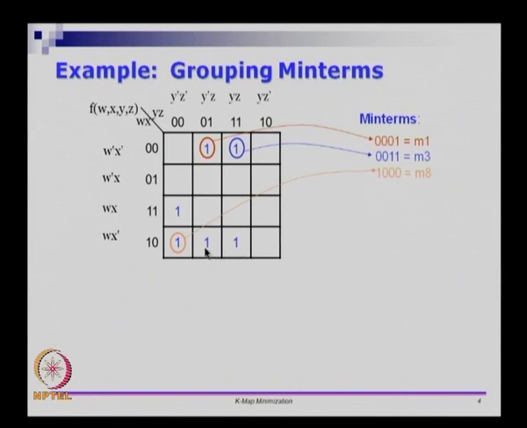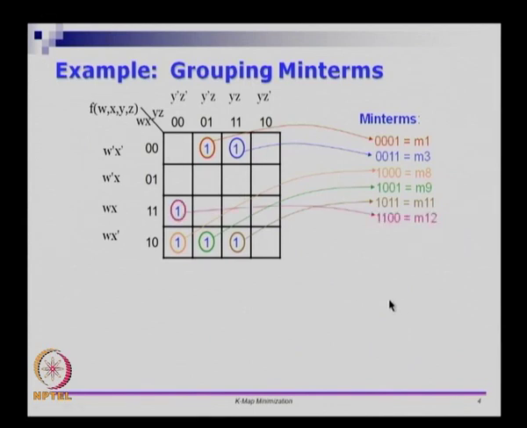This one corresponds to M9. This one corresponds to M11. Remember, it is 8, 9, jump to get 10 and come back to get 11. So this one corresponds to M11. So you have M8, M9 and M11, and this one corresponds to 1100, or M12.